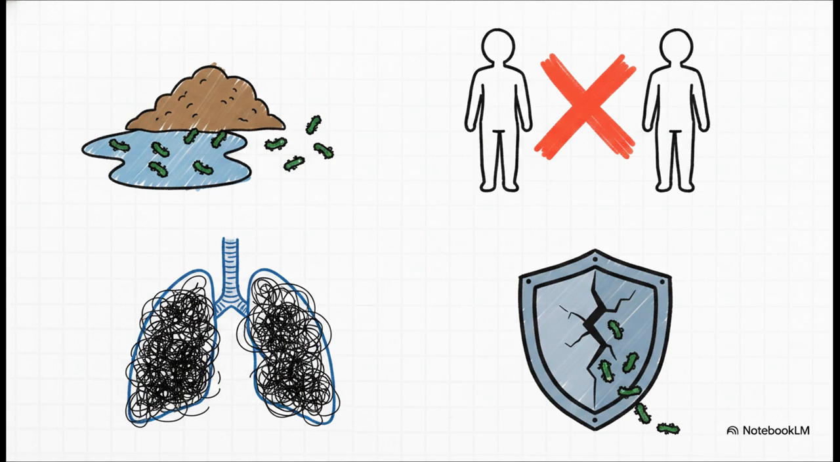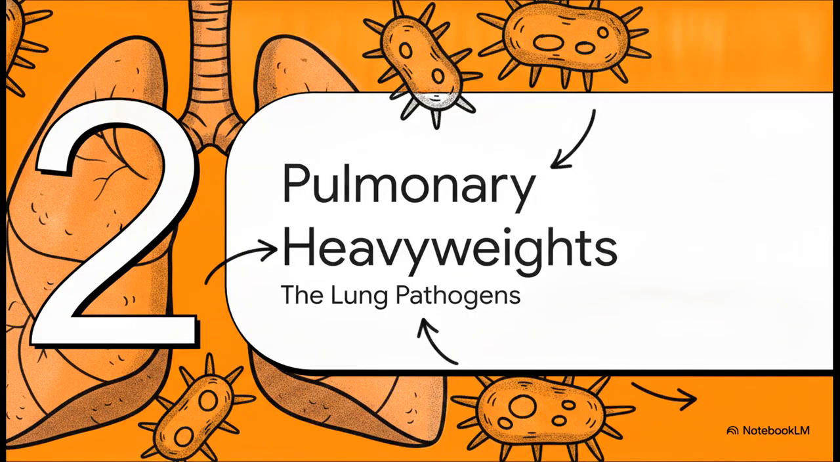Instead, they attack when defenses are down. They require some sort of host impairment, which leads to disseminated disease, or a physical breach like an inoculation to cause an infection. And surprisingly, here in the US, pulmonary NTM disease is actually more frequent than pulmonary TB. Moving right along to Section 2, the pulmonary heavyweights. Let's shift our focus to the two biggest players causing lung infections.